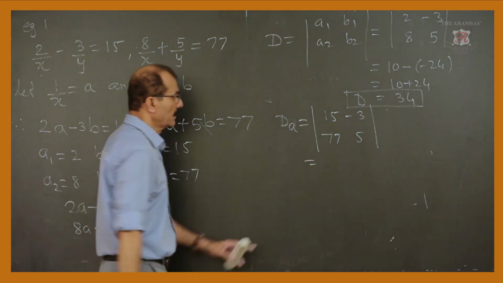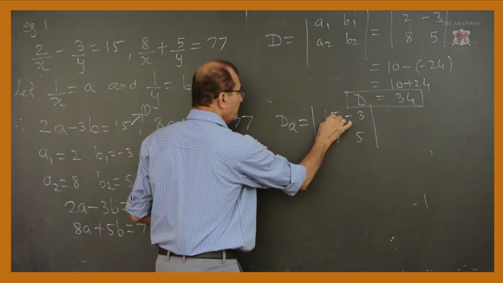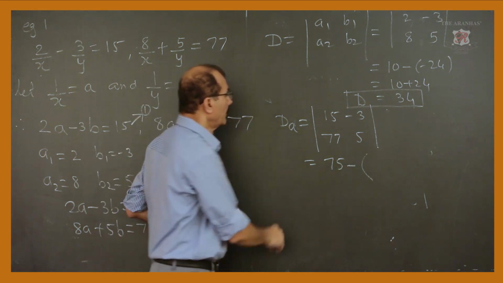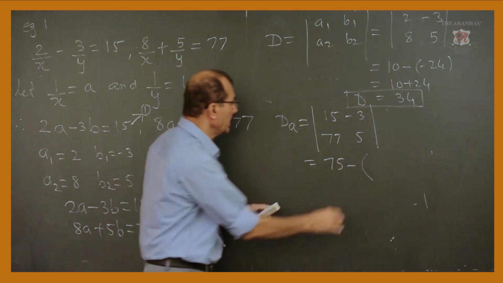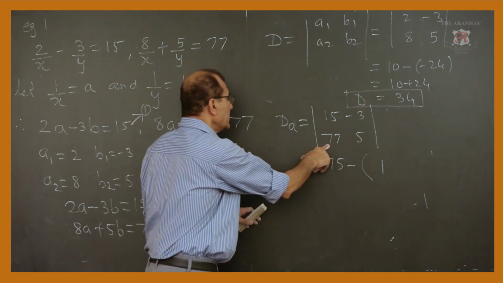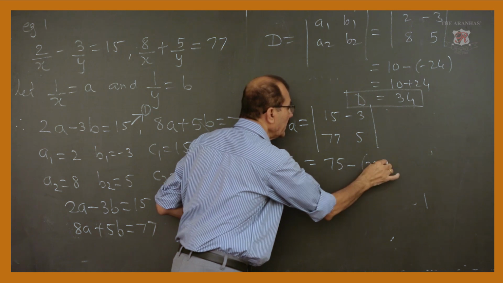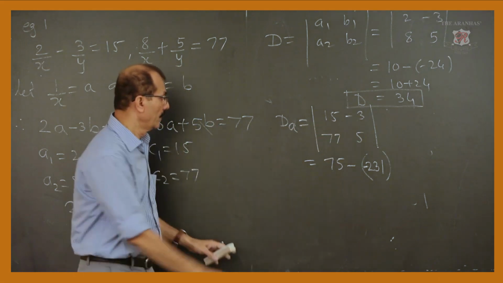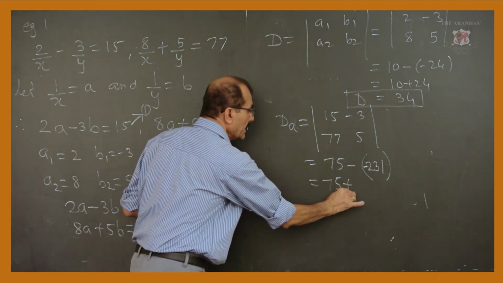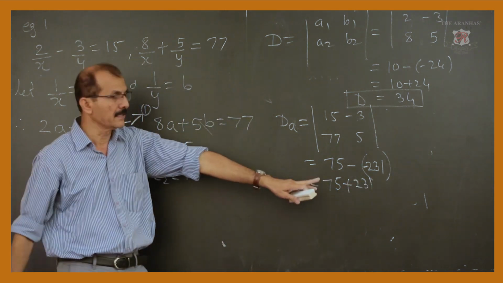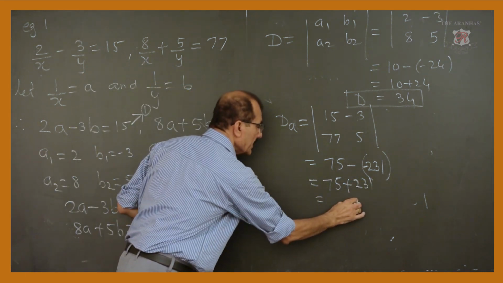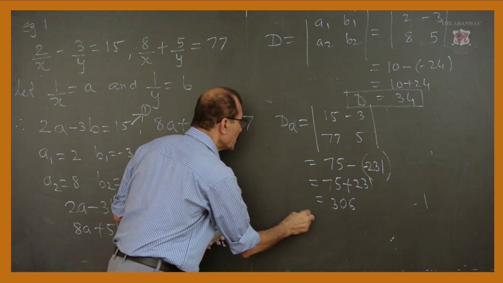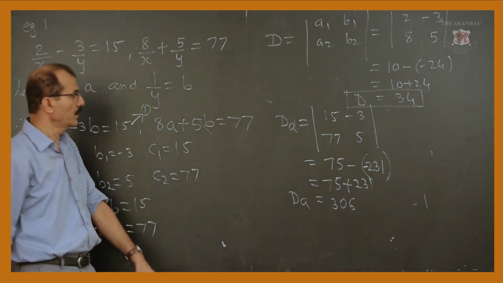So when you find the value of this, 15 5s are 75 minus 77 into 3. So 3 7s are 21, 3 7s are 21 and 2, 231 with minus sign because minus is there. So 75 plus 231, minus into minus plus. So you get your dA as 306.